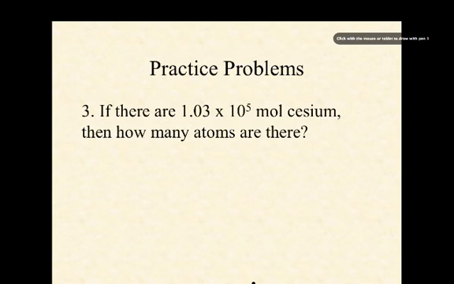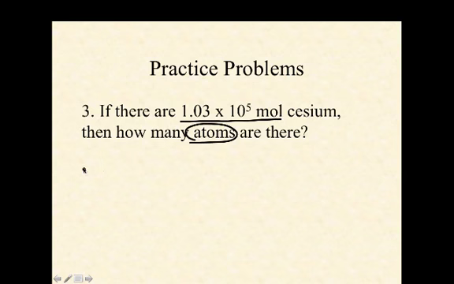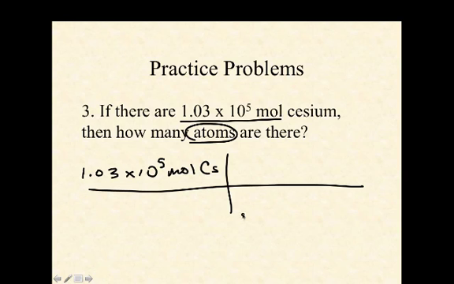The next question asks us to change this many moles of cesium into atoms. So I have 1.03 times 10 to the 5th moles of cesium. Let's put that at our starting place, because that's the number they gave us to start with, right? We're going to change this to atoms. Now this time, mole is on top, so I want mole to be on the bottom. I know that in 1 mole, there are Avogadro's number of atoms. 6.02 times 10 to the 23 atoms of cesium makes up 1 mole of cesium.